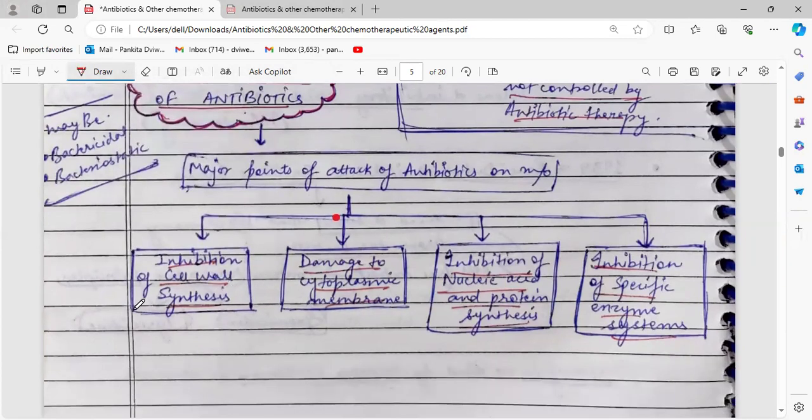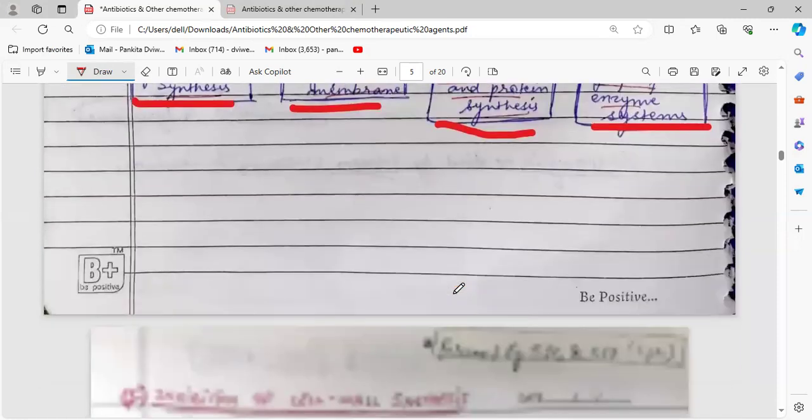So first one is the inhibition of cell wall synthesis. Second is they damage the cytoplasmic membrane of microorganisms. In third way, they inhibit the synthesis of nucleic acid and proteins. And finally, they inhibit some specific enzyme systems.